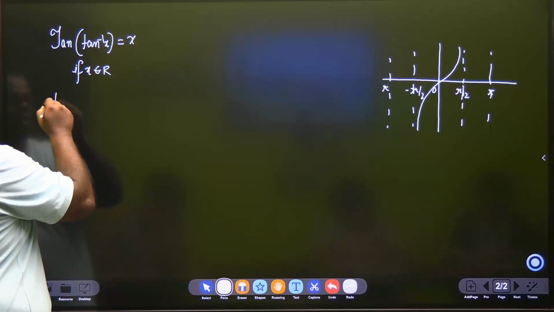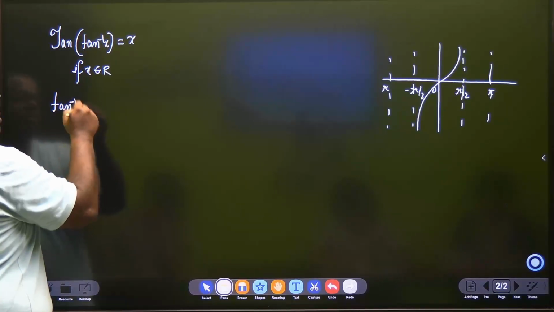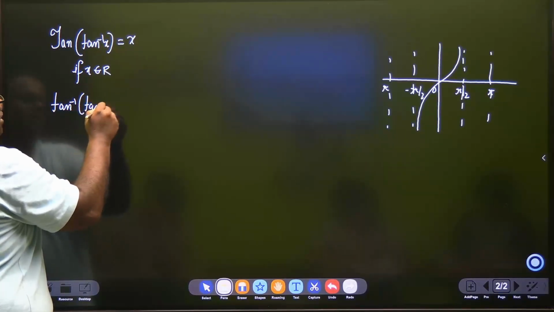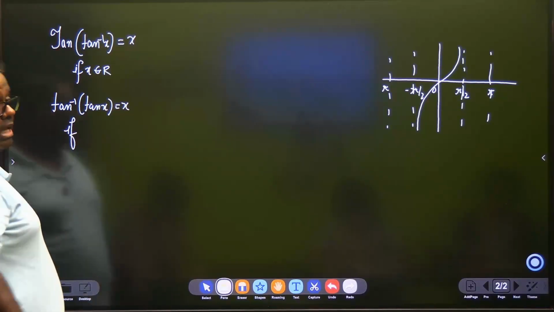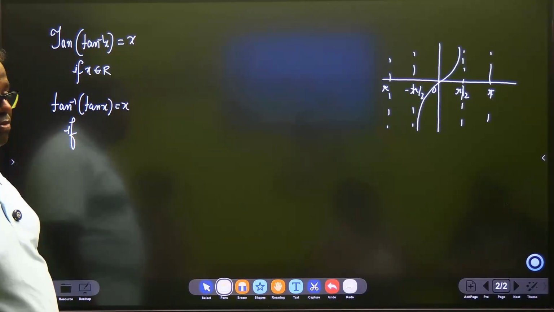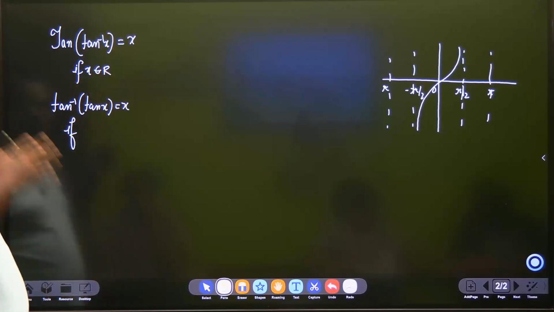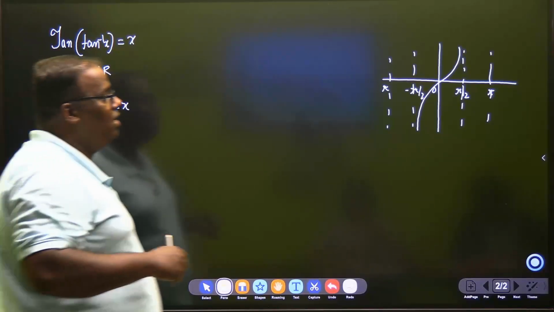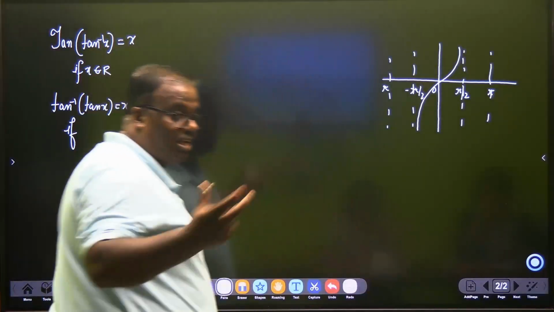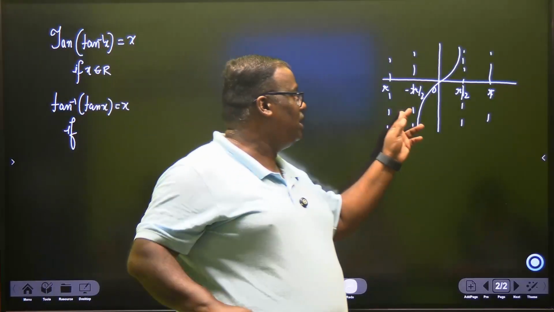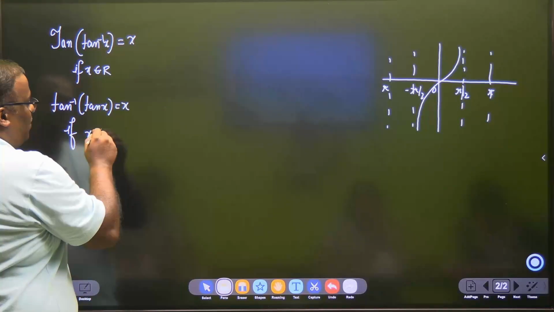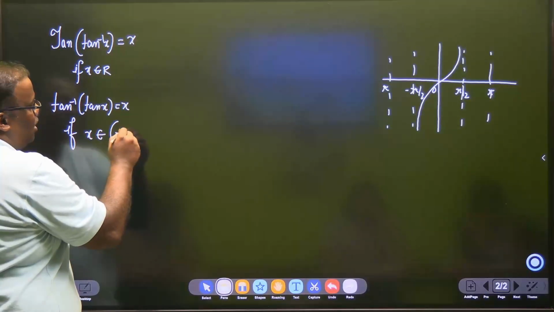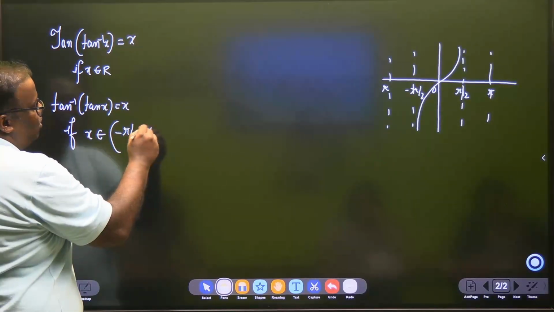Now if we are given tan inverse of tan x is equal to x, now you see, in order to make it bijective, what all can you apply? Sir, the tan is just like the sine function, it cannot take all the values. So here we will say if x belongs to the open interval negative pi by 2 to pi by 2.